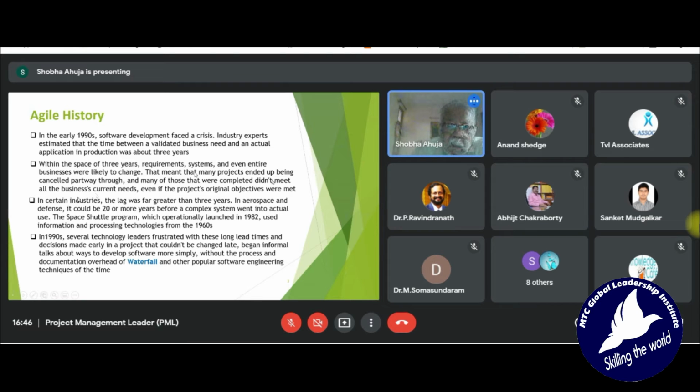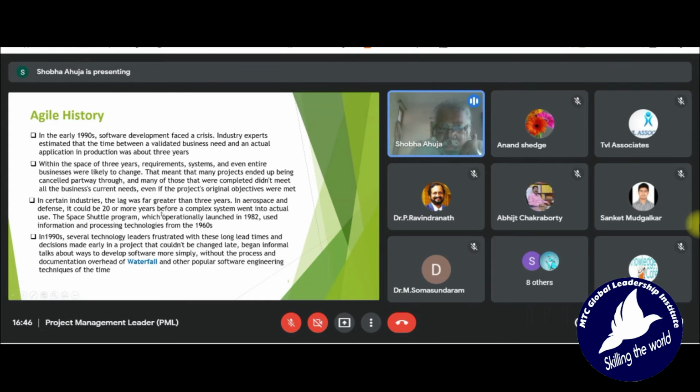In certain industries, the lag was far greater than 3 years. Look at aerospace and defense, these are the leaders: Boeing, Airbus, Lockheed. It would be 20 or more years before a complex system went into actual use. The Space Shuttle program, which operationally launched in 1982, used information and processing technologies from the 1960s. These are the things which give a push.